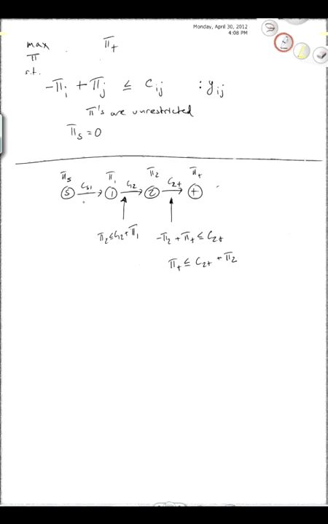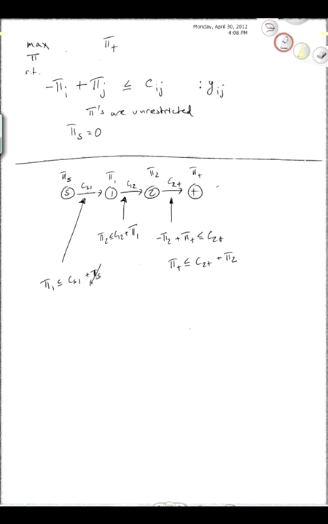But something is restricting us from making pi 1 as big as possible, and that's the constraint from this third edge. The third edge says that pi 1 has to be less than or equal to cs1 plus pi s.